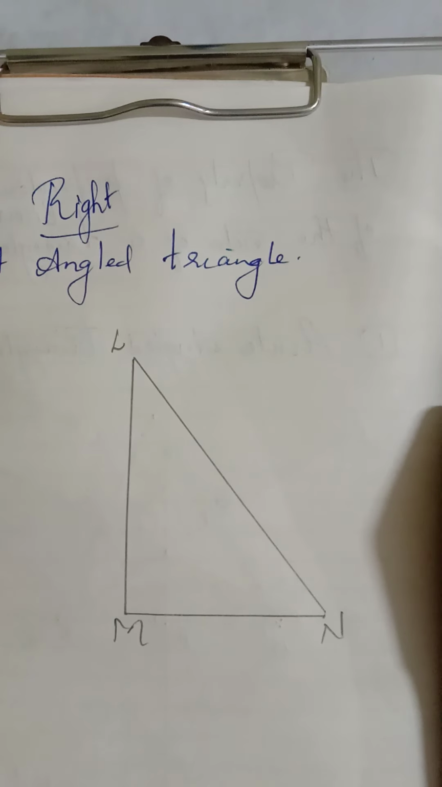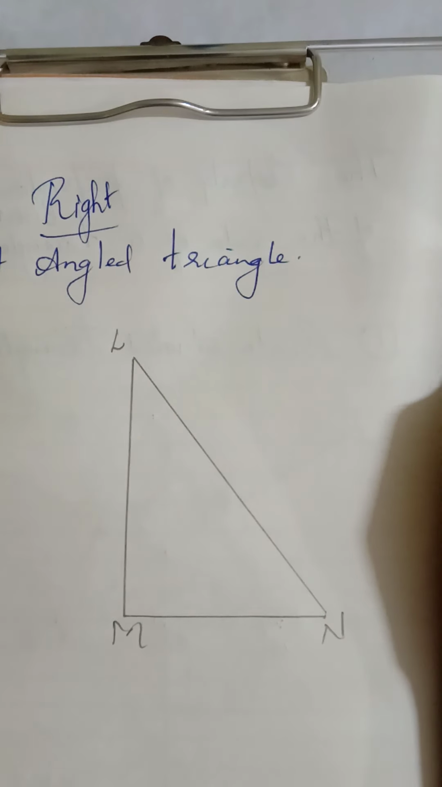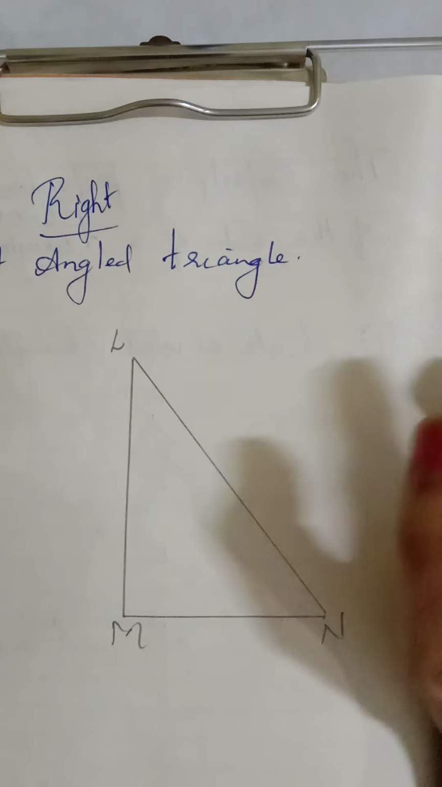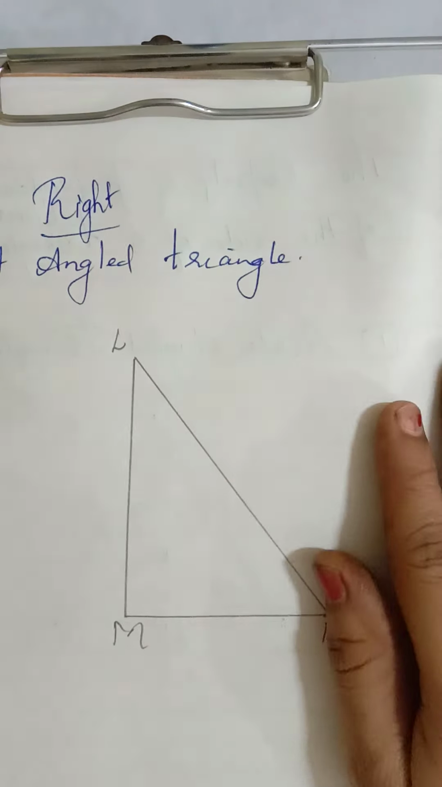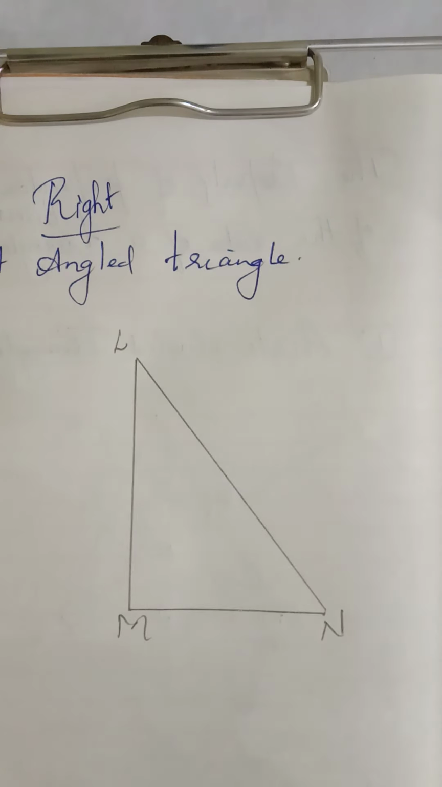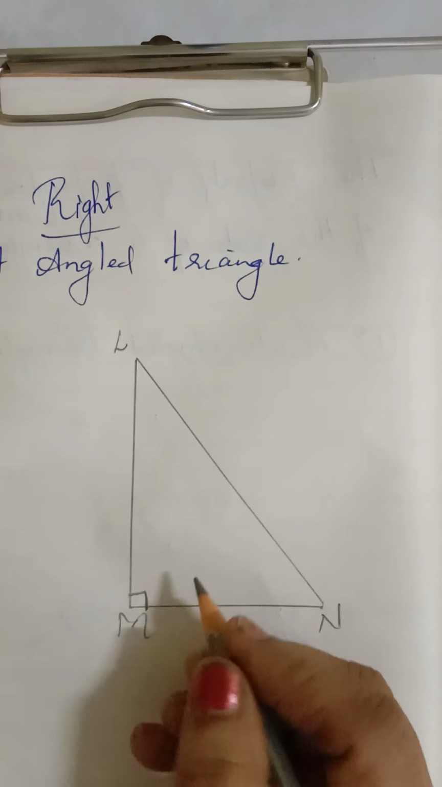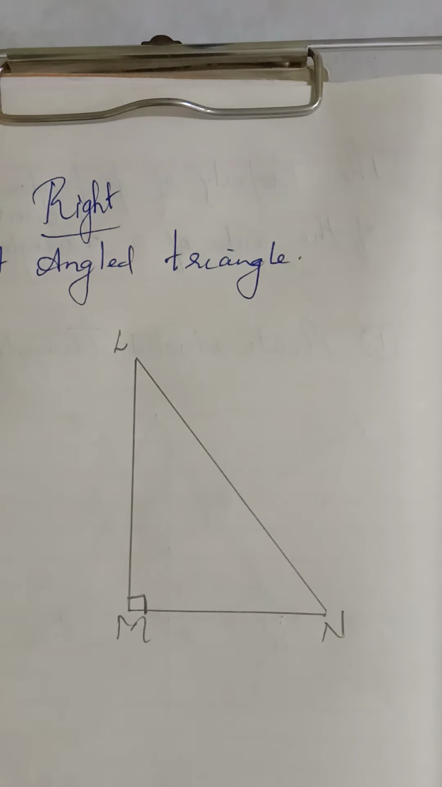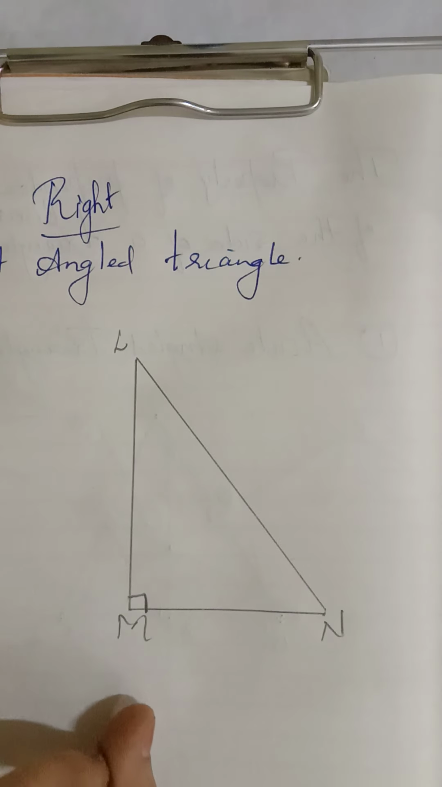Draw the perpendicular bisector for a right angle triangle, children. Okay children, first we have done it for the acute angle triangle. Now we are drawing for the right angle triangle. Now you can see children, I have drawn one right angle triangle, that is LMN. This is your right angle triangle. Now you need to draw the perpendicular bisectors for this triangle, and we need to see where the circumcenter lies. The question is, where does the circumcenter lie?